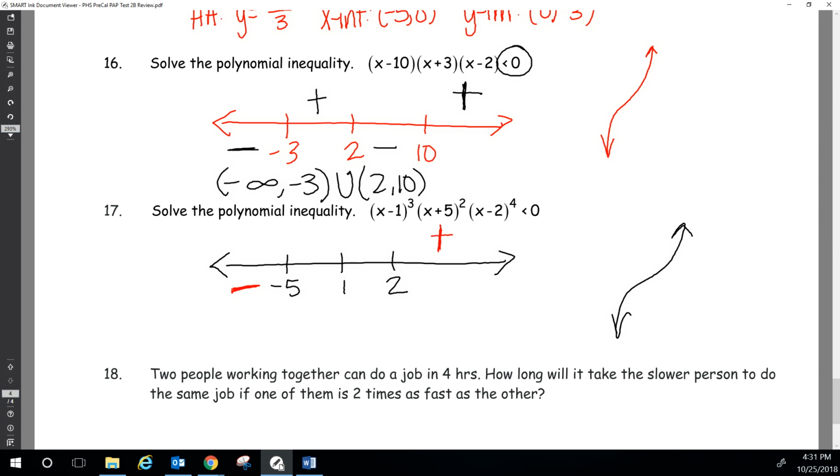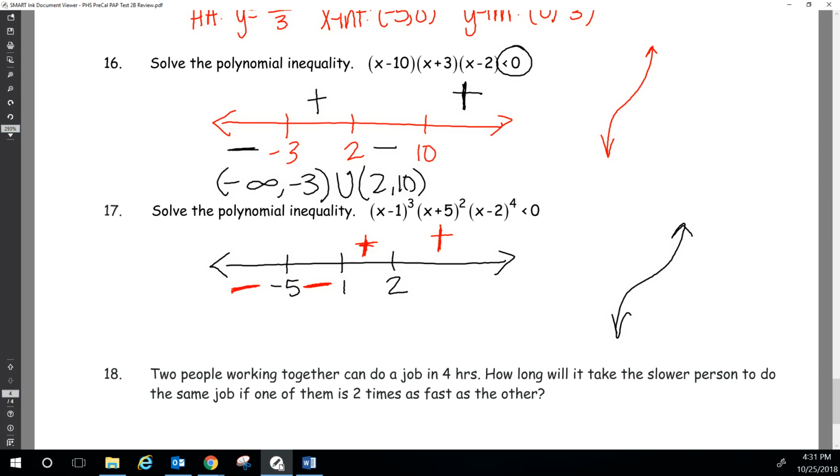So at negative 5, I have degree 2, so it's going to bounce. It's going to come up to 0 and then bounce back down to negative. At 1, I've got an odd degree, so it's going to cross. And then at 2, it's even degree, so it's going to bounce back and stay up here at positive.